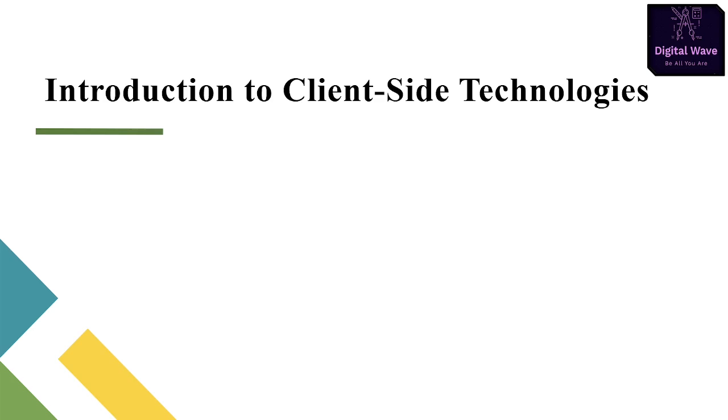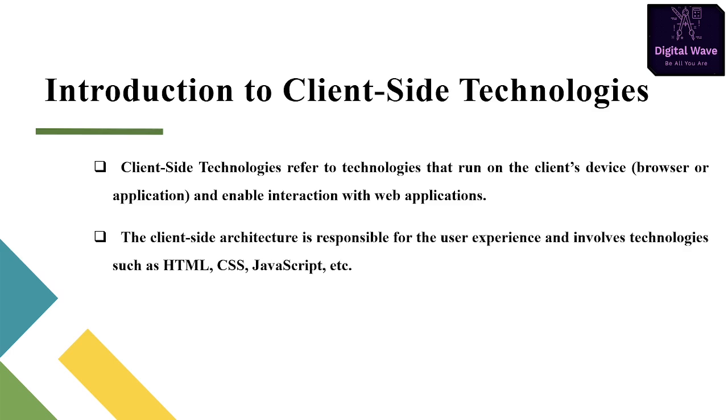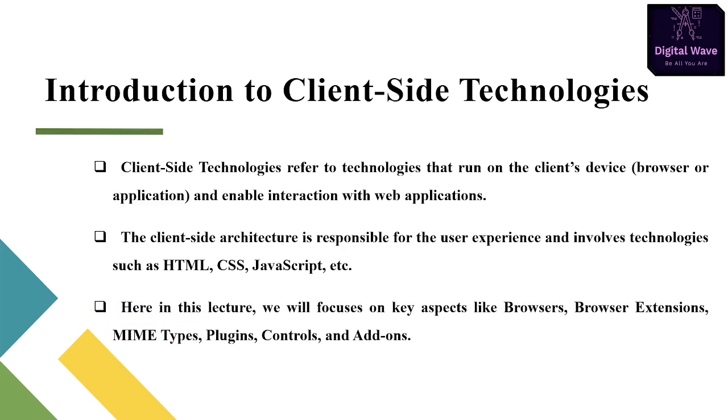So client-side technologies are basically the tools and languages that run directly on the user's device, things like their mobile phone, tablet or laptop. These technologies handle everything the user sees and interacts with on a website. So it is basically referred to the technologies that run on the client device. Basically, the client-side architecture is responsible for the user experience and involves technologies such as HTML, CSS, JavaScript, etc. In this lecture, we will focus on key aspects like browser extensions, MIME types, plugins, controls, and add-ons.